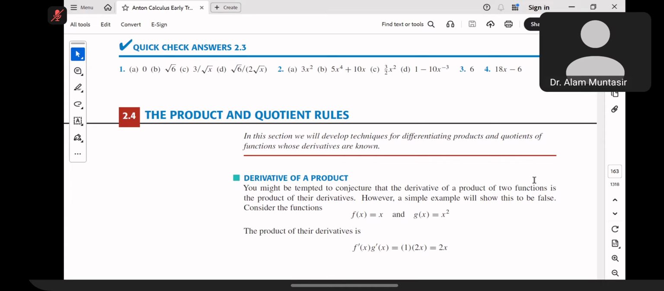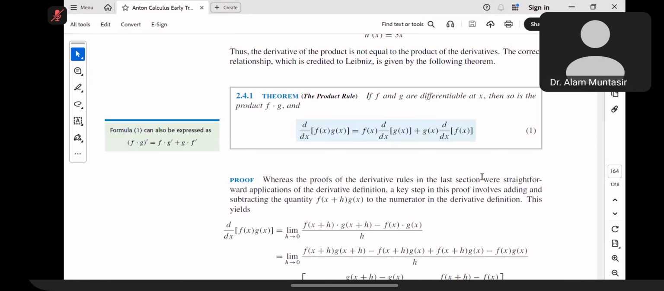Product rule gives us the luxury of taking the differentiation of the product of two functions. You already know the rule. The rule is d/dx of f(x)g(x). That means the product is fg, the product of two functions f and g, and taking their differentiation. The rule is: first take one function as constant and take the differentiation of the other, plus vice versa.